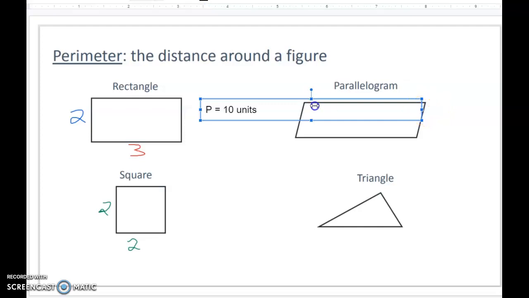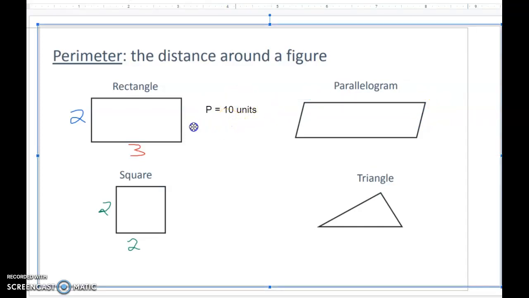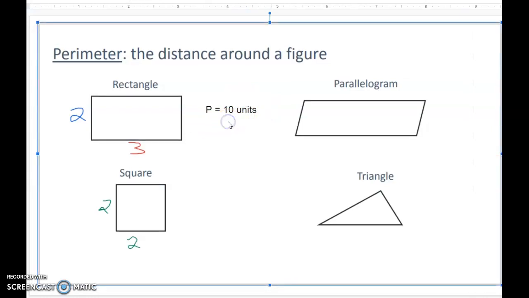That's pretty generic. Okay, we're going to leave that right there. How about for a square if you're trying to find the perimeter? Wouldn't that be 2 plus 2 plus 2 plus 2? That's a lot of 2's. There's actually a shorter way to write this, but that is the answer. 2 plus 2 plus 2 plus 2. So that would be 8, right? Okay.